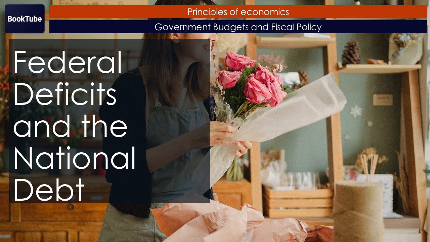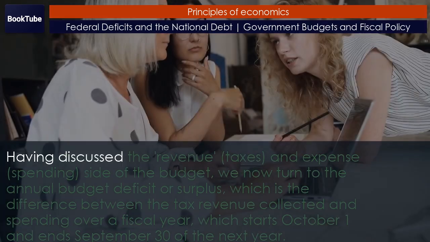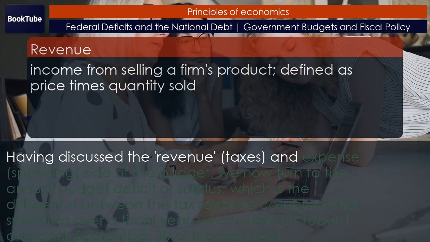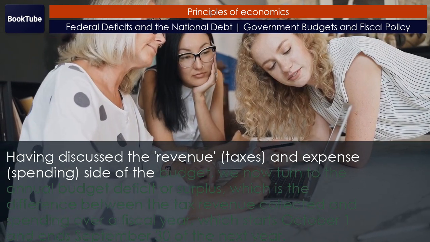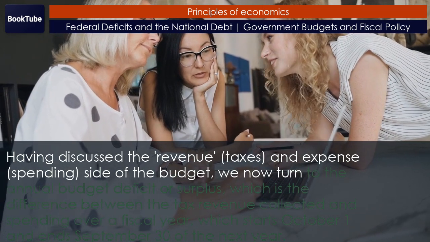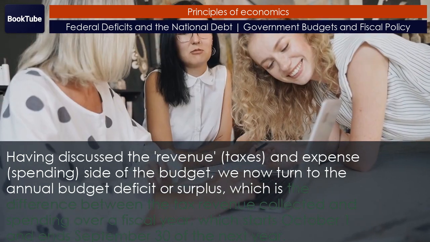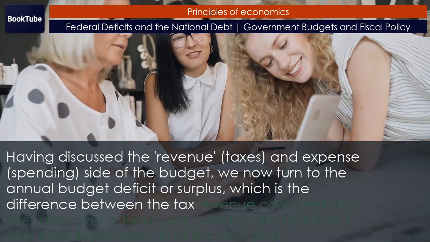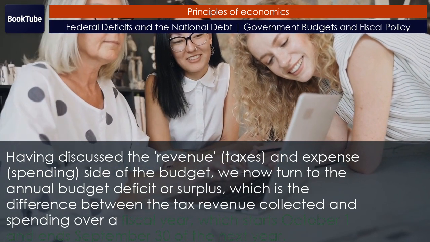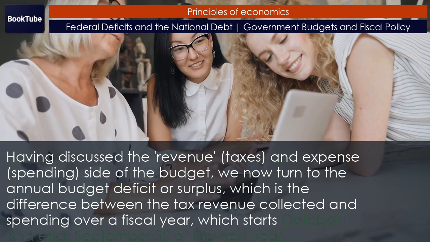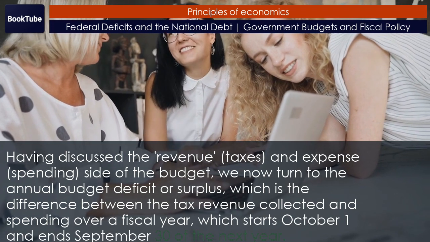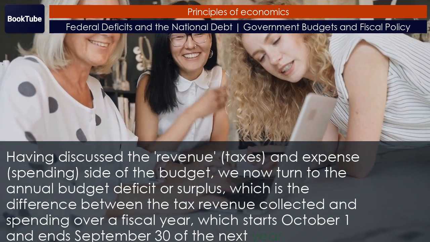Federal deficits and the national debt. Having discussed the revenue, taxes, and expense spending side of the budget, we now turn to the annual budget deficit or surplus, which is the difference between the tax revenue collected and spending over a fiscal year, which starts October 1st and ends September 30th of the next year.